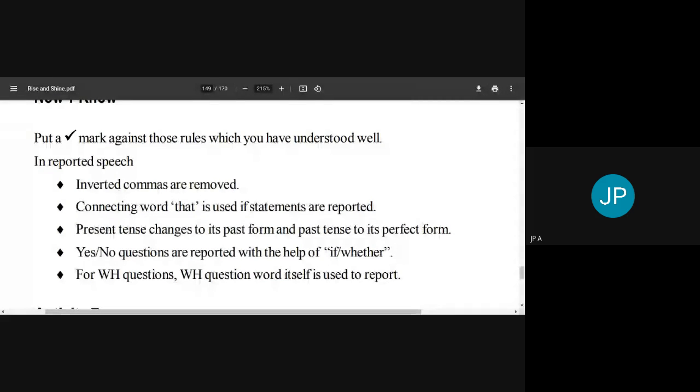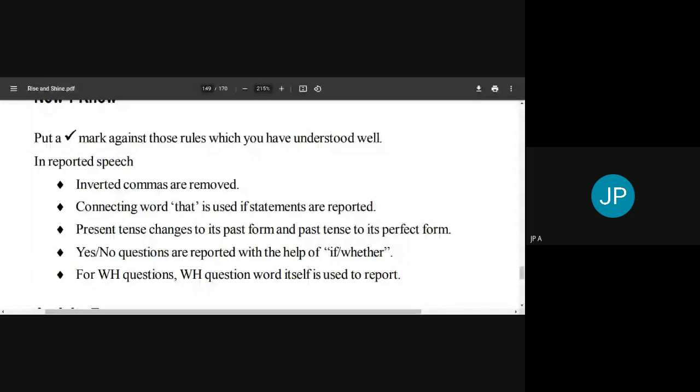So in reported speech, what are the changes that we do? The first major change is that the inverted commas are removed. The inverted commas are reserved for direct speech only. Those inverted commas are removed in indirect speech. Then the next major change is that we use the connecting word that if it is a statement. There are other connecting words which we use. If it is a yes or no question, we use if or whether. If it is a WH question, we use the WH question word itself. Exclamatory assertives മാത്രമാണ് that use ചെയ്യുന്നത്.